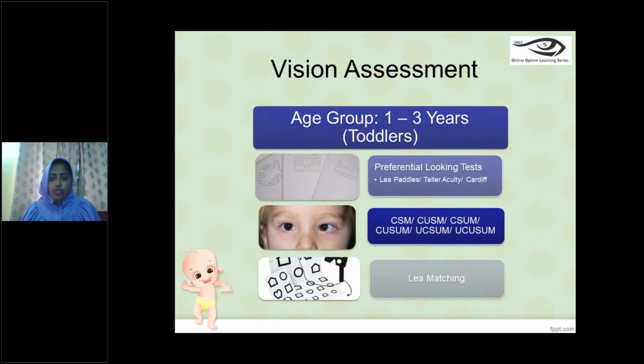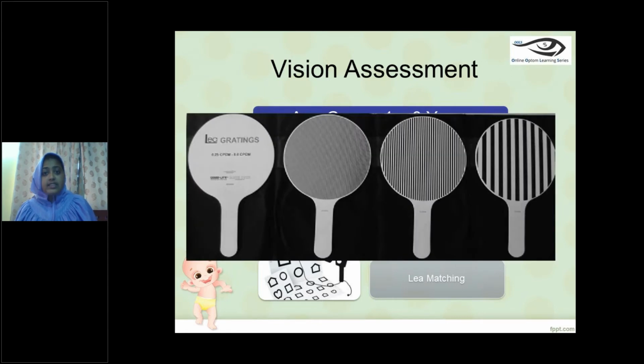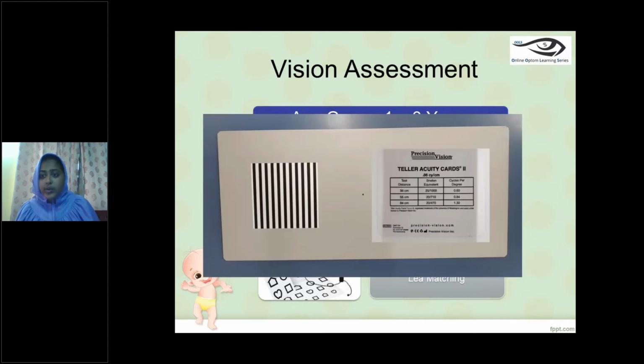So moving on next to the toddler group, as some of the vision assessment may overlap with the groups, it's okay. We can use the preferential looking test and the central steady maintained method for this toddler group as well. Apart from the Cardiff acuity, we have other preferential looking tests. This is the LEA paddles. It has the grating acuity on the handles. We have the Teller acuity cards. They have the Snellen equivalent and also the grating acuity written on the back side of the card.